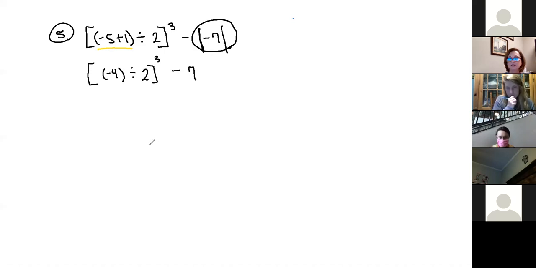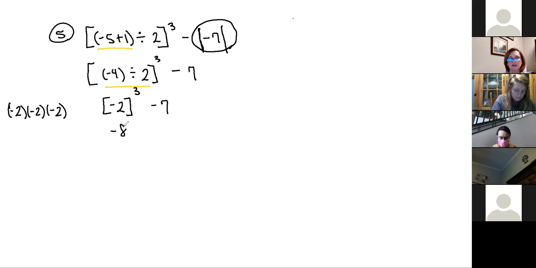Y'all look and see if you have a question. Now, I'm still working in the grouping symbols. I'm going to divide that. And when I divide different signs, I get a negative. -4 divided by 2 is -2 to the third power. Now, -2 to the third power means I have -2 times -2 times another -2, which is -8, and I have -7.